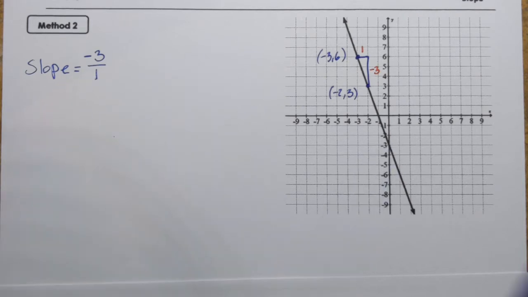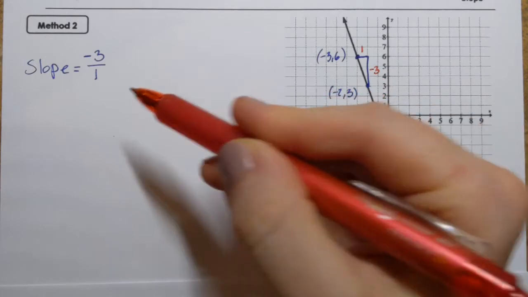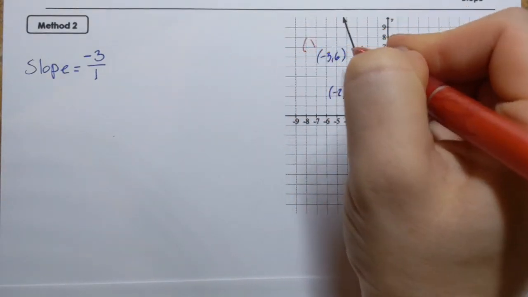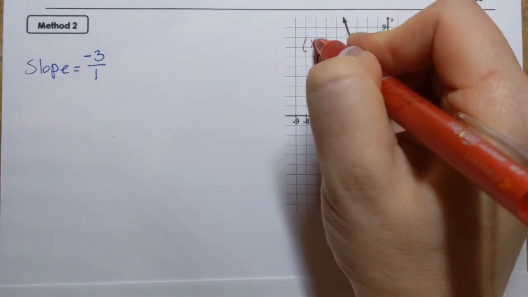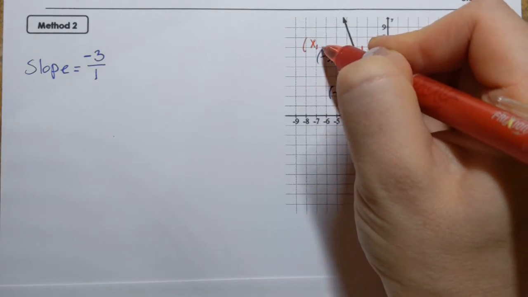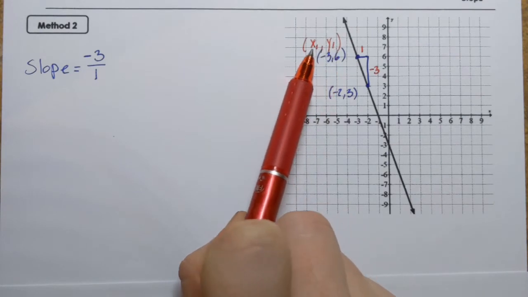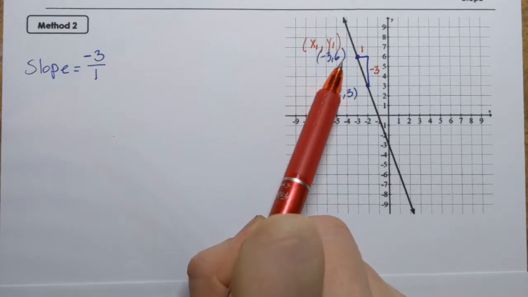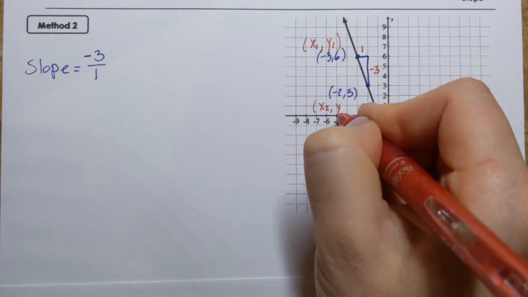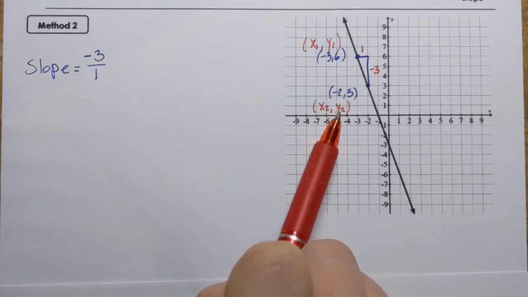And this is what we're going to do next. So let's, again, look at those points that we used to calculate the slope. Let me remind you that the first point that I picked was -3, 6. I'm going to call its coordinates x1 and y1. So those ones, subscripts 1, just indicate that these are the x and y coordinates of the first point. And the second point, I'll call it x2, y2. That's the x and y coordinates of the second point.